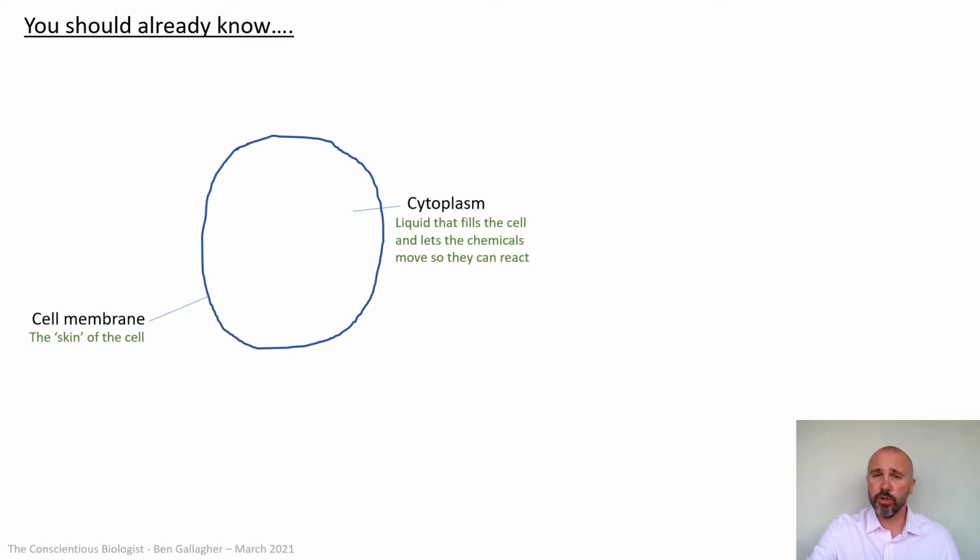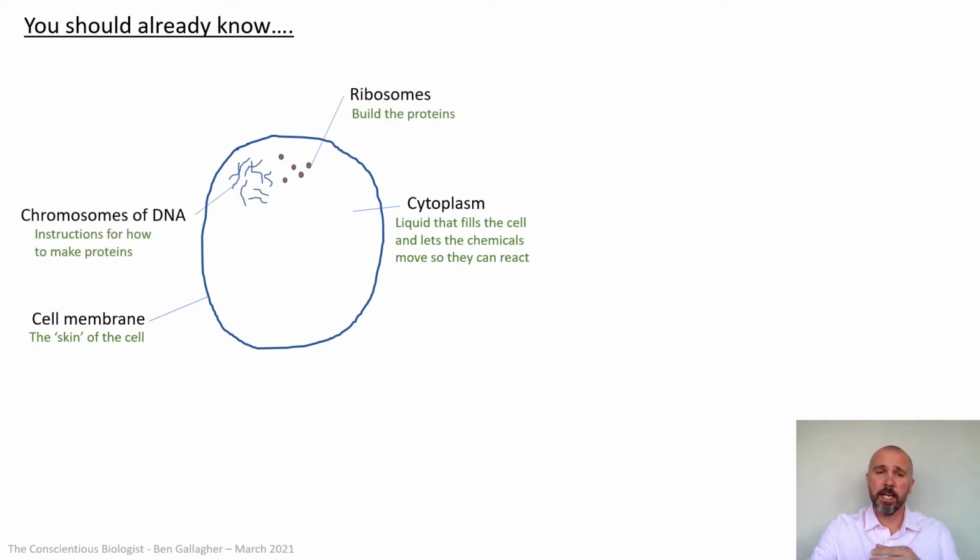So if you've just come straight from the first video, this is all stuff that you should already know. That eukaryotic cells, which is what we're focusing on in this video, have a cell membrane and a cytoplasm, chromosomes of DNA and ribosomes. If you've got those four things, you can be a compartment that can make proteins, which means you can perform metabolism. All cells, if they're going to be living and metabolically active cells, have to have those four things, no matter what they are, eukaryotic or prokaryotic.